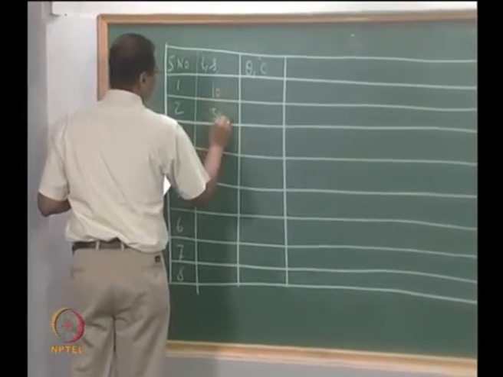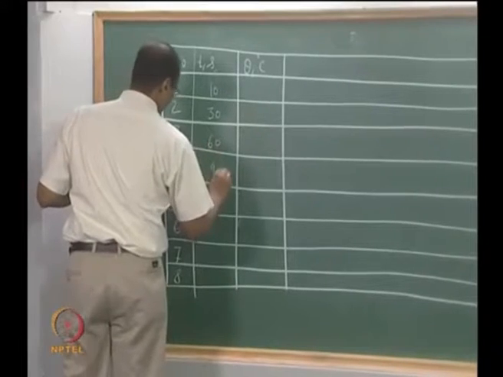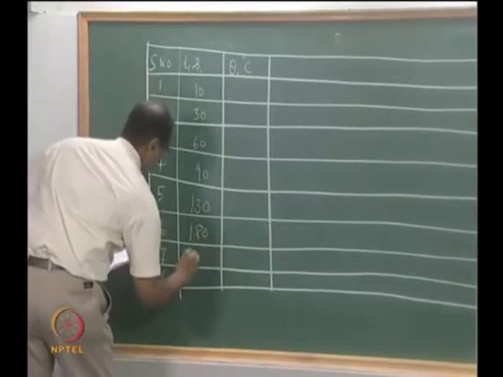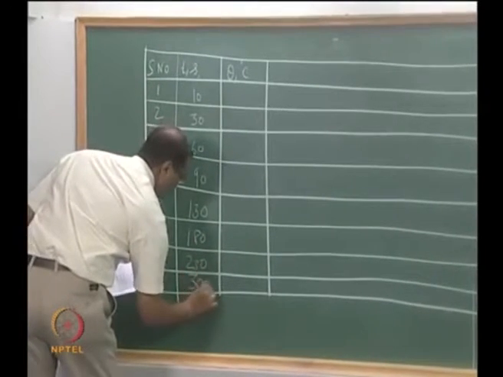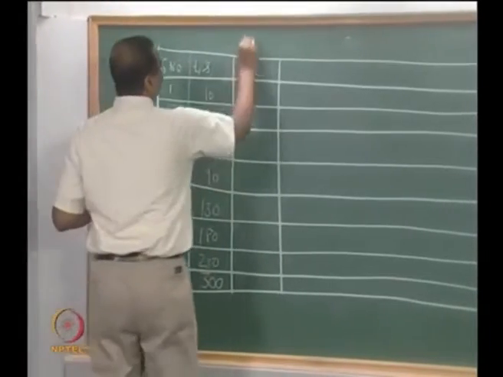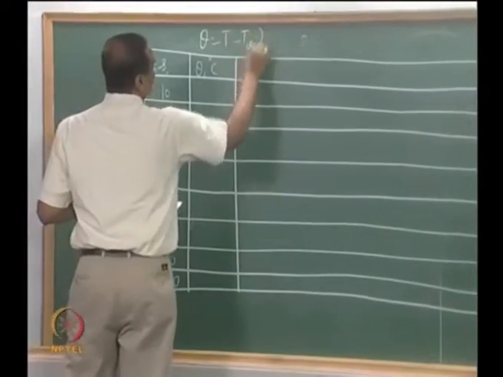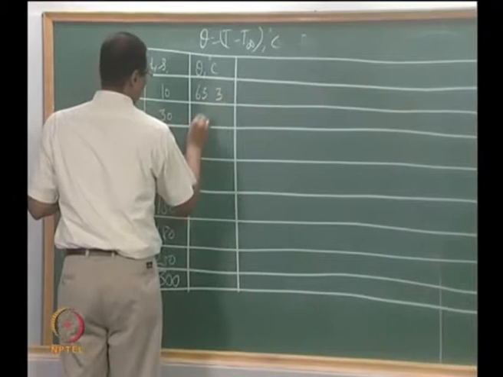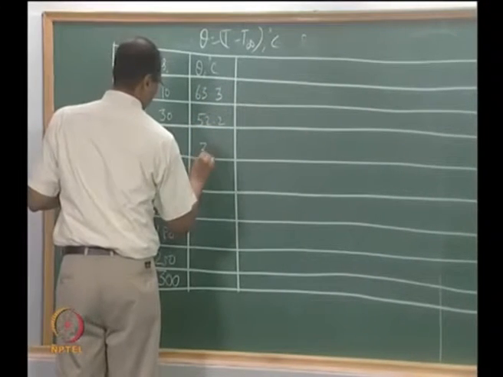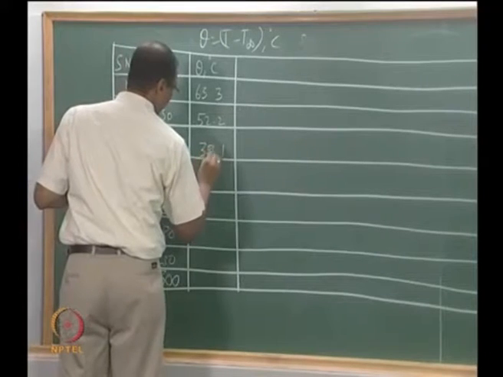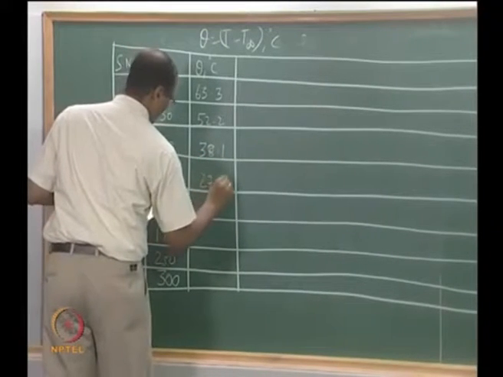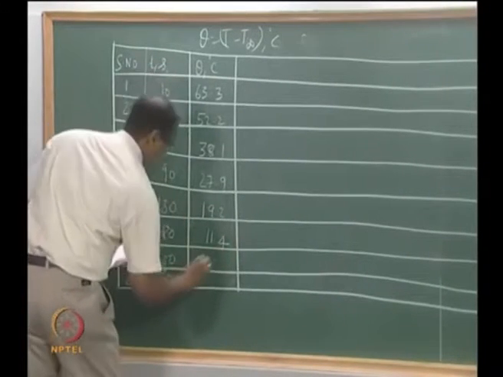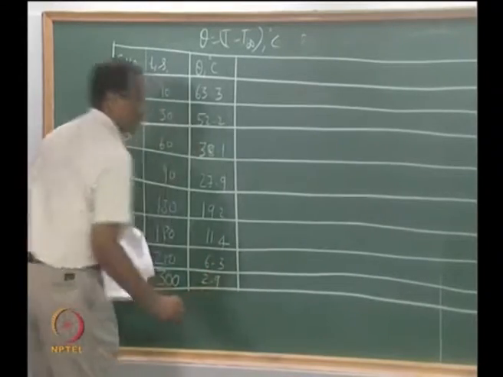So 10 seconds, 10, 30, 60, theta is T minus T infinity. Right, so you can start with this.